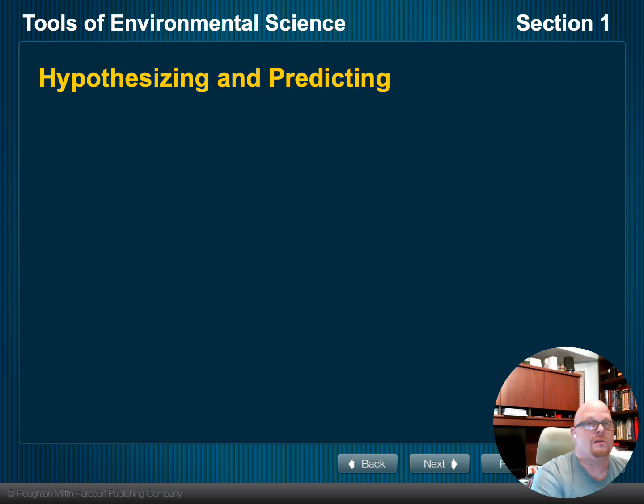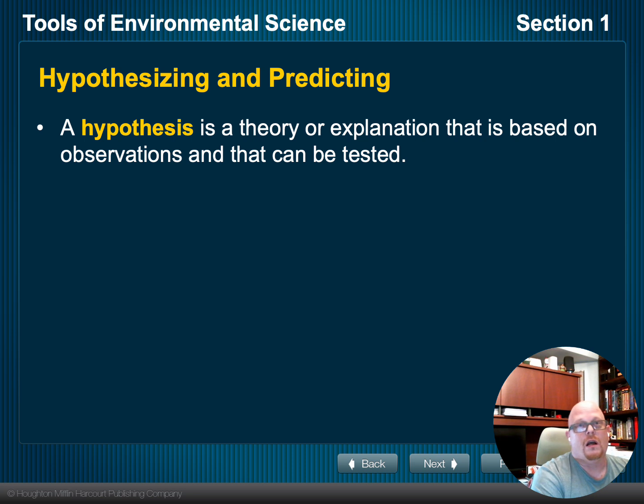And we're going to go back into that as well. So, understanding a hypothesis. A hypothesis is a theory or explanation that can be tested. So if it can't be tested, it can't be a hypothesis, then it's just a guess. A hypothesis also has to do with, it's based on observation.